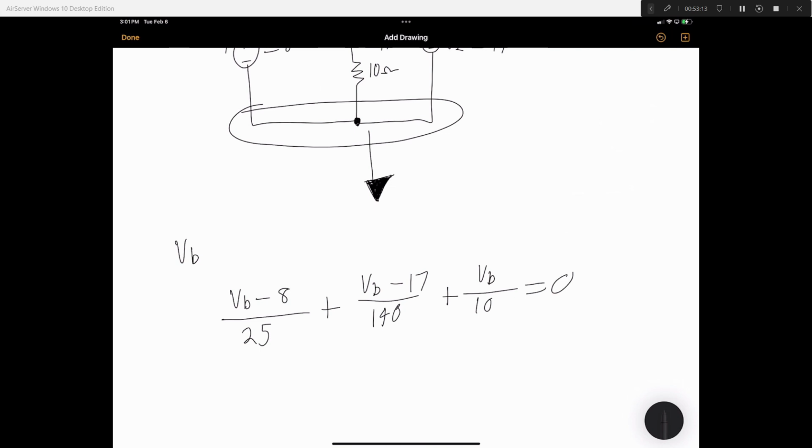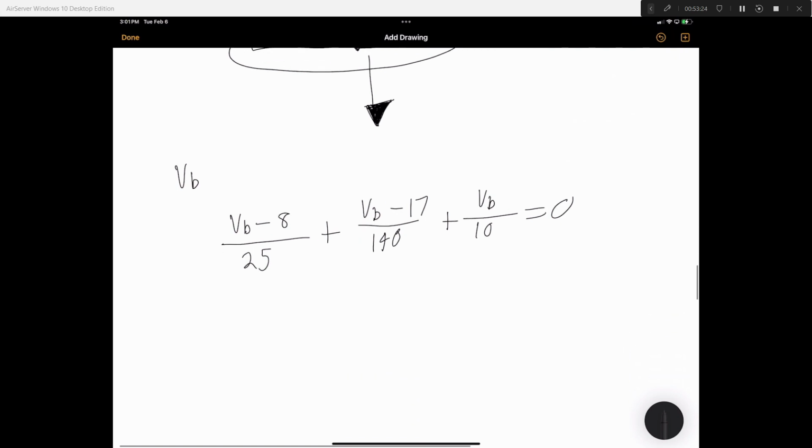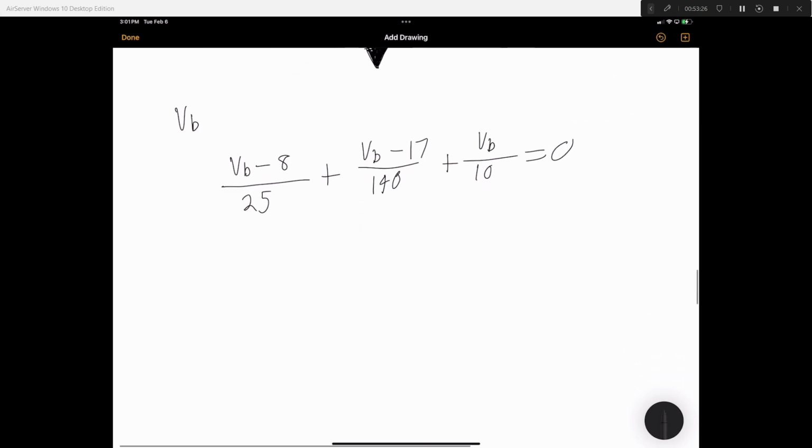Nice. What is the voltage at VB? We should be able to find this out because we know all these, and the one variable we have in this equation is VB. So let's pull some things out. VB is equal to 1 over 25 plus 1 over 140 plus 1 over 10.